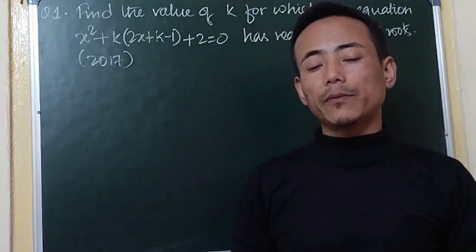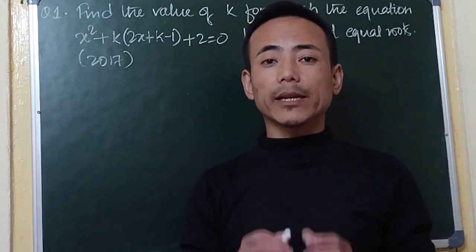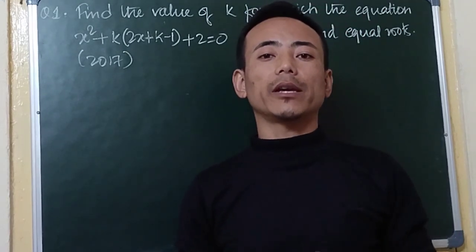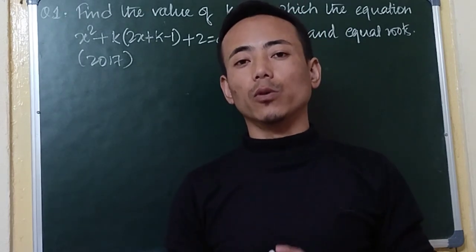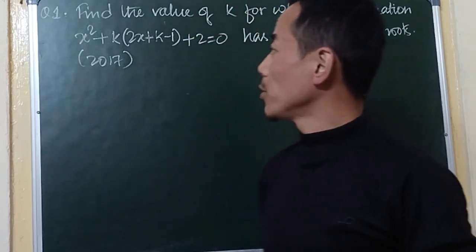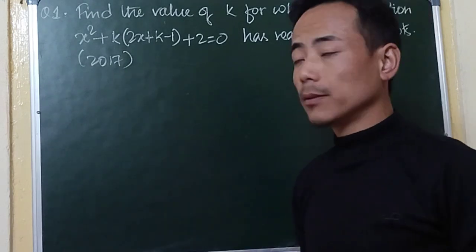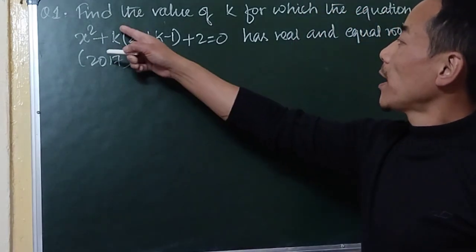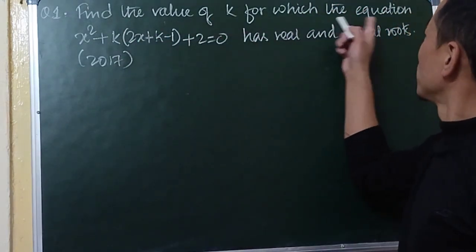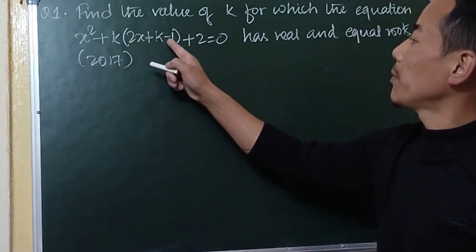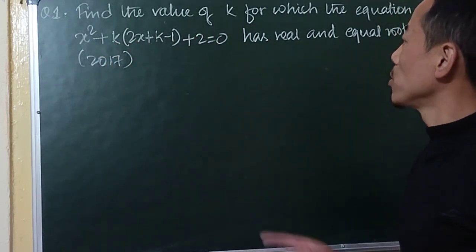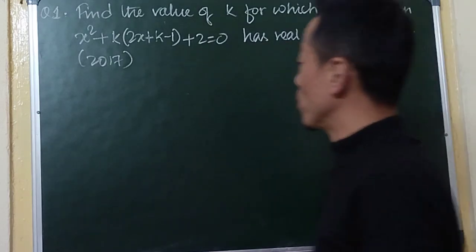So basically I have seen questions from the second condition, that is b square minus 4ac equals to 0, when the quadratic equation has equal roots. So here you can see the question, this is from 2017. The question says, find the value of k for which the equation x square plus k times 2x plus k minus 1 plus 2 equals to 0 has real and equal roots.